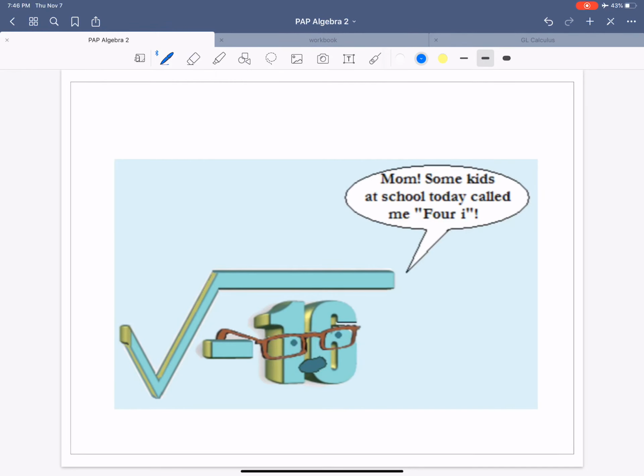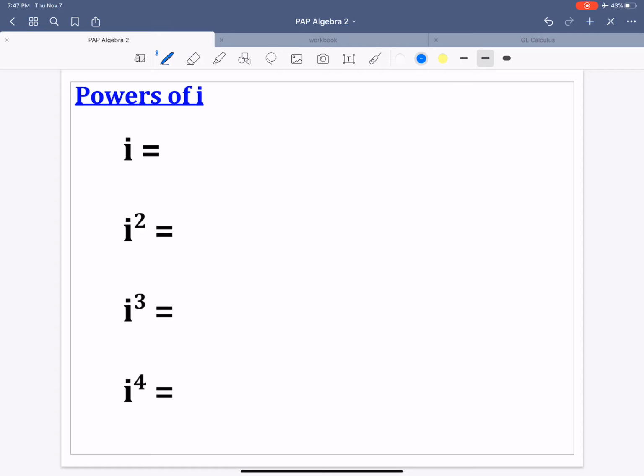Of course, one more comment. This is probably my favorite one. Mom, some kids at school today called me 4i. Get it? Because it's the square root of negative 16, which equals 4i. That's a good comic.